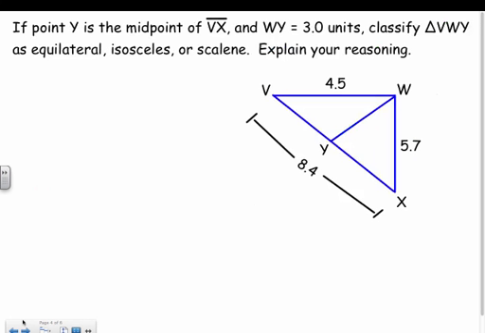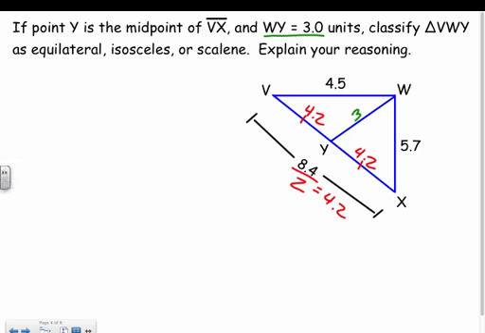So let's use that information. If Y is the midpoint of VX, I'm going to stop right there and figure out what that means. Y is the midpoint. Well, that means that these 2 are congruent, and I know the whole thing is 8.4, so these 2 have to be the same. So I can take 8.4 divided by 2, which equals 4.2, so this guy's 4.2 and this guy's 4.2. I'm going to use that right away before anything else. And then it tells me that WY is 3 units. So I'm going to go ahead and write that in. WY, that's 3.0 units. I'll just put 3.